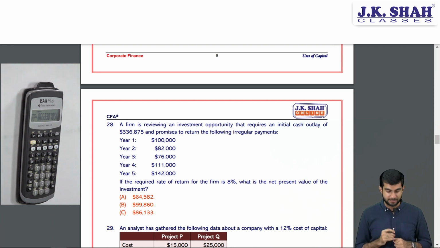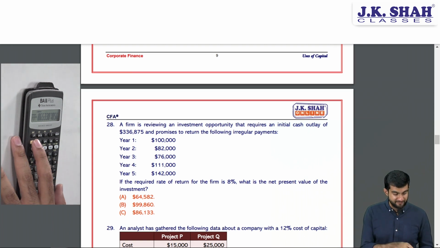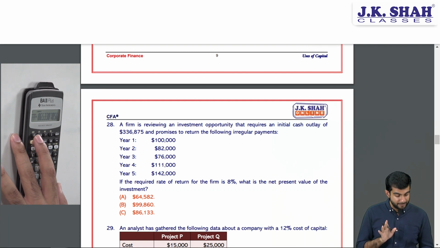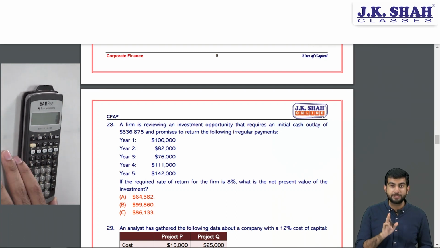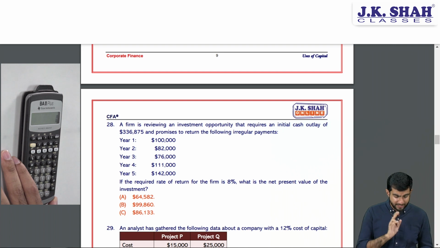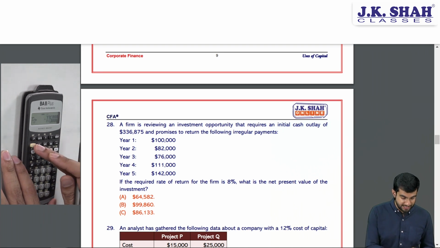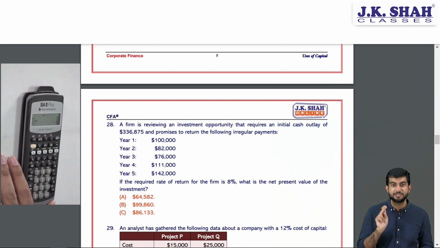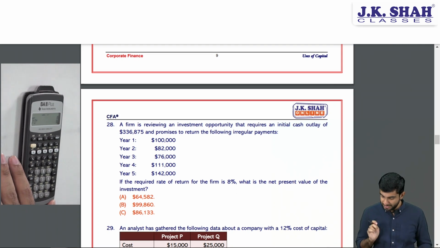Now how to solve this? First of all, some value is appearing on my calculator. I press second CPT to get the calculator back to 0. Now I start solving the question. CF, second CE|C. CF0 equals 0 is what is appearing on my calculator.